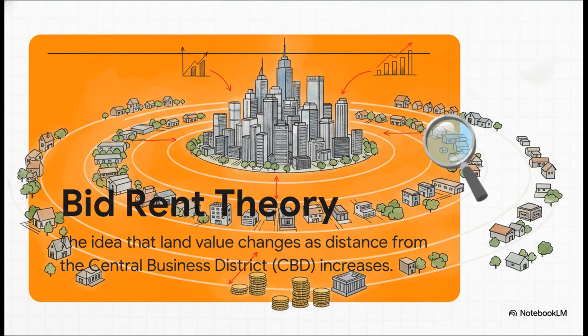You know, economists actually have a name for this whole phenomenon. It's called bid-rent theory. And it's a simple but really powerful idea. Basically, the closer you get to the city center, what we call the Central Business District, or CBD, the more crazy valuable and in demand that land becomes. And the businesses that absolutely need that prime location, they will pay top dollar for it.